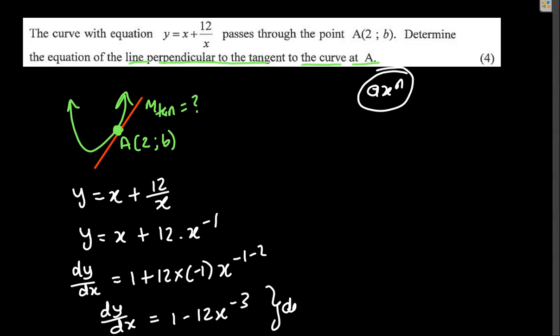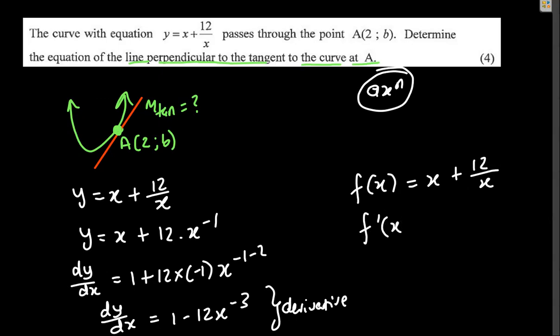If I write this in terms of f of x, which is x plus 12 over x, it means the derivative of f would be 1 minus 12x to the power negative 2. This and that are exactly the same thing. So I know that at x is equal to 2, I already know that we have x as 2, right? If I substitute 2 into the equation, the answer that I'll get is the gradient at that point, which is also the gradient of the tangent.